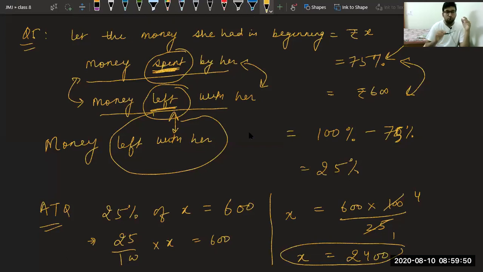Class, I hope you are able to understand why 75% of x is not equal to 600. It is not like that you will do every question closing your eyes. You have to see what is the same, in terms of value, in terms of percentage. You can equate those things only. Please keep your eyes and your mind open when you are writing the question. Okay, crystal clear. Thank you, Harshul. Others, please understand properly.